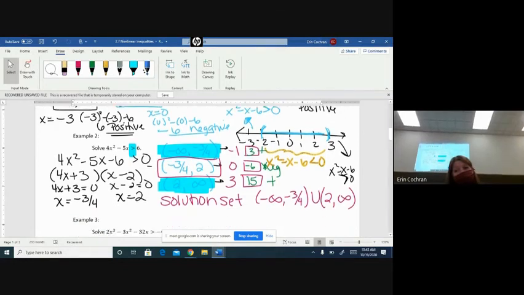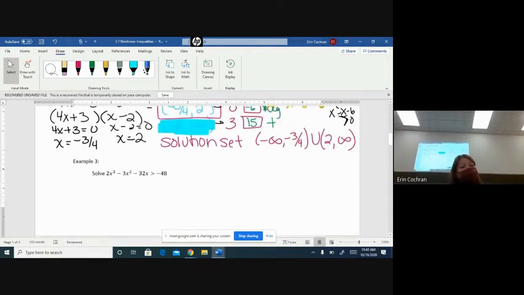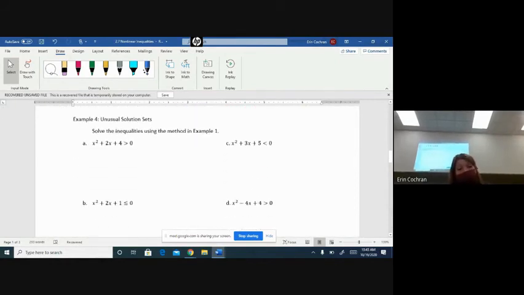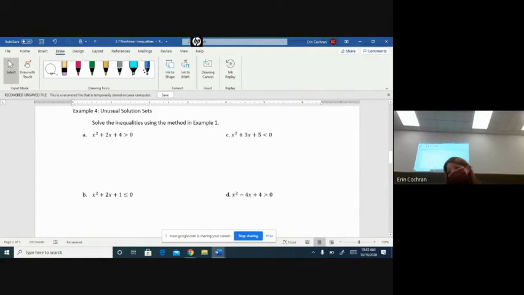Okay. All right. Can we do the same thing for example 3? All right. Example 4. All right, x squared plus 2x plus 4 is greater than 0.